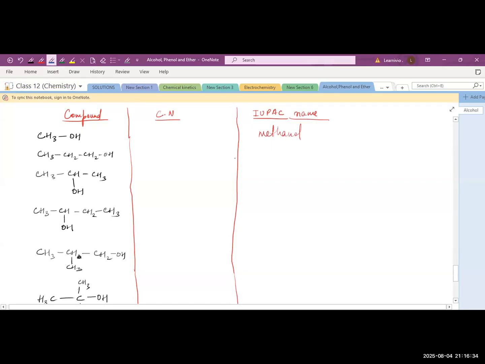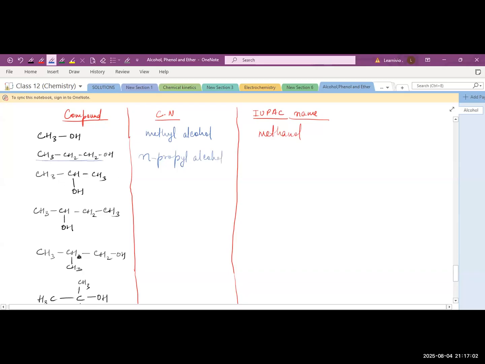Okay, it's very simple. You have to write the alkyl group first and alcohol at last. Methyl alcohol. This is your methyl alcohol. Similarly, this is your normal structure, so you write n. For three carbons, we call it propyl. So n-propyl alcohol.